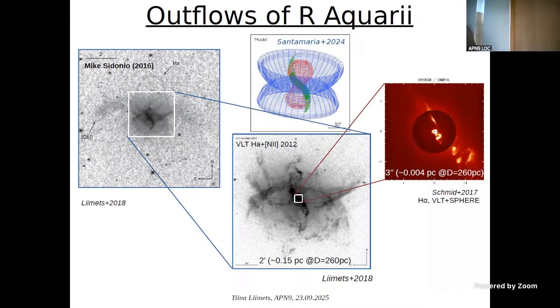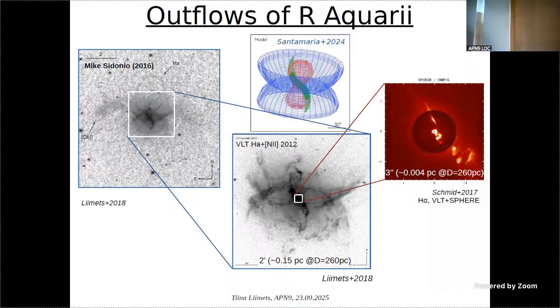And when we go to the other extreme, zooming into the center, we can see with SPHERE a very detailed inner region. This is the base of the jet. You can see that the morphology here is very complex. It's not uniform. The brightnesses of these features are changing in a matter of months. In the outer jet, we see changes also in morphology, not only brightness, in a couple of years. And we have monitored this target for decades, and we still don't know exactly what is going on.